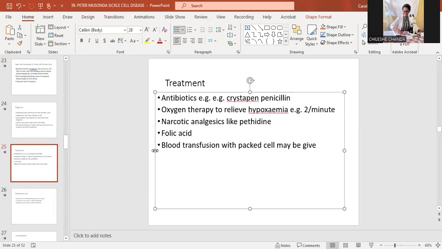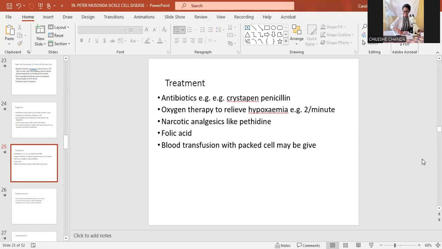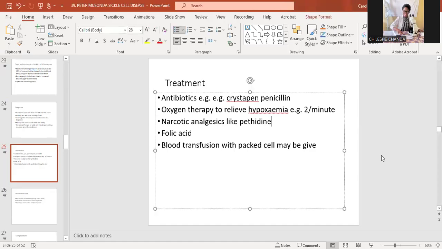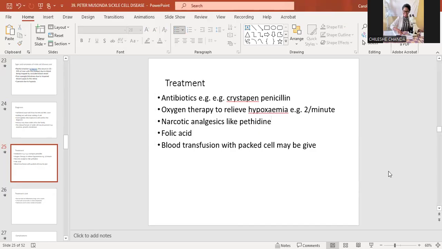Narcotic analgesics such as pethidine should be given depending on the age of the patient. You can give pethidine, and the pethidine can be administered either IV or IM. And this will depend on how the crisis is and the pain levels of the patient at that particular time. You can give folic acid also in order to allow for formation of red blood cells, and you give blood transfusion with packed cells, okay?